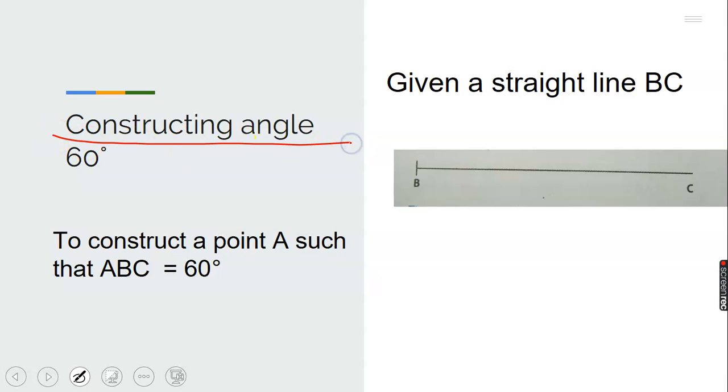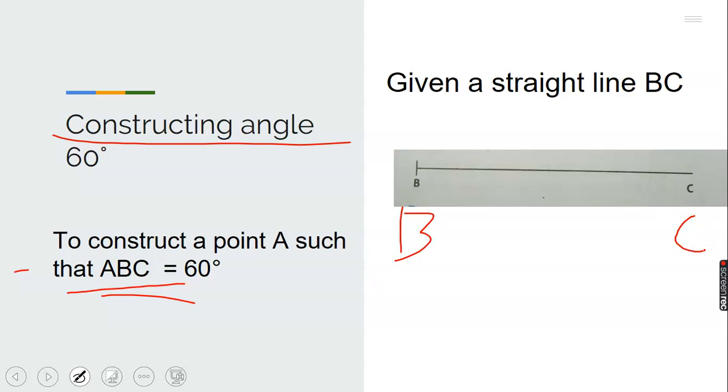Now, constructing an angle of 60 degrees. How do we construct an angle of 60 degrees? Now, to construct an angle 60, to construct a point such that ABC equals 60 degrees. Now, you can see we have BC.